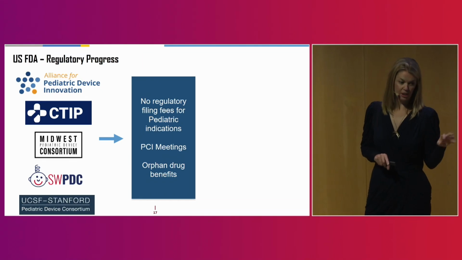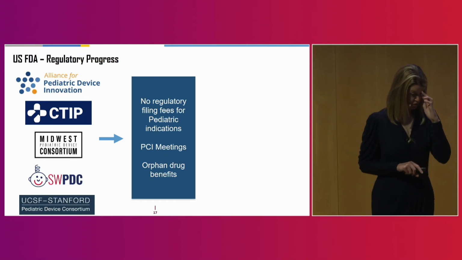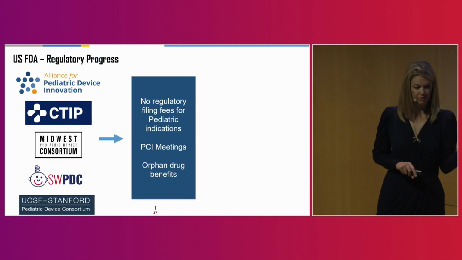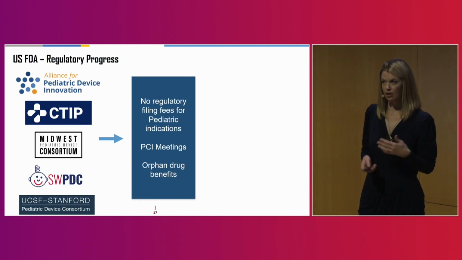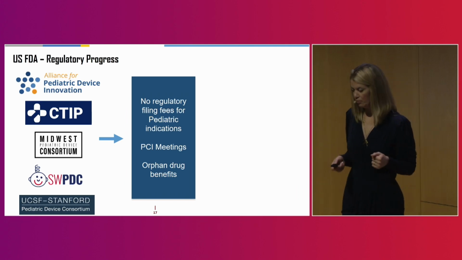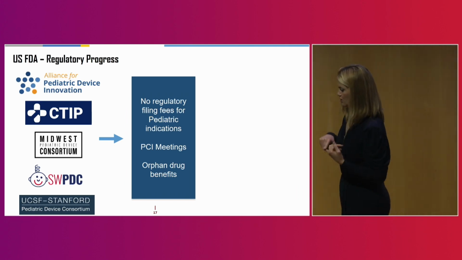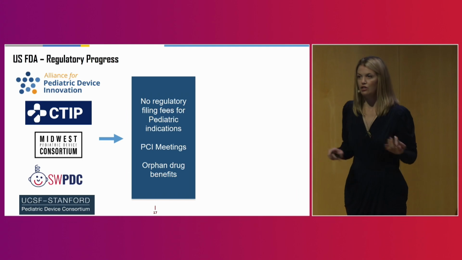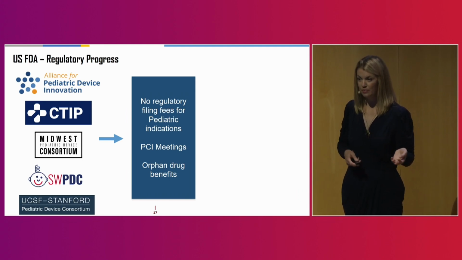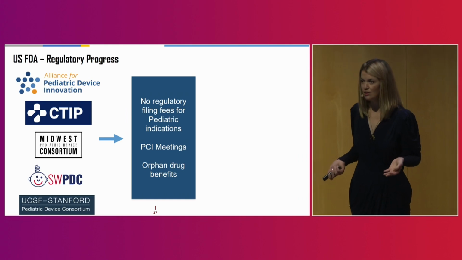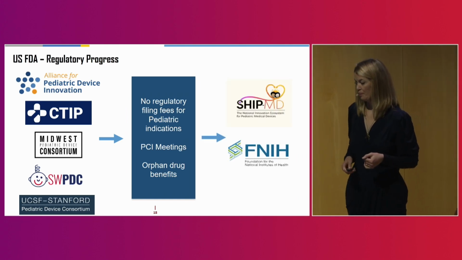And then PCI meetings are something that we can actually do as part of the UCSF Stanford Pediatric Device Consortium, where we can get you a meeting with the FDA if we believe in your technology and want to stand it up, and you're part of our portfolio companies. We can get you in front of the leadership of the FDA to have an off-the-record meeting before you've ever had a pre-sub. So they don't do that for anybody else. They do that for pediatric companies.